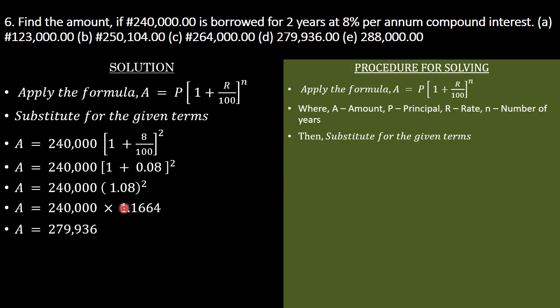When you multiply the two together, you have 279,936. Question 7.